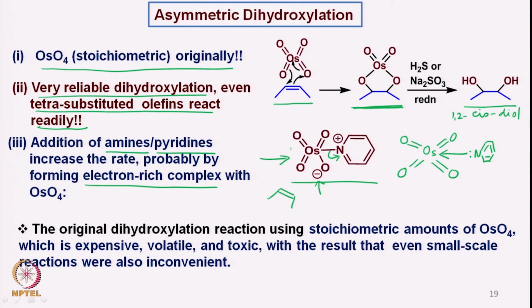And the original dihydroxylation reaction using a stoichiometric amount of osmium tetroxide, as I have mentioned above, is very reliable and useful, but it is expensive. And since osmium tetroxide is volatile and also extremely toxic, even to do a reaction on a small scale, people were not very comfortable with it, and it was not a convenient proposition to do the reaction at a small scale using osmium tetroxide in a stoichiometric fashion.